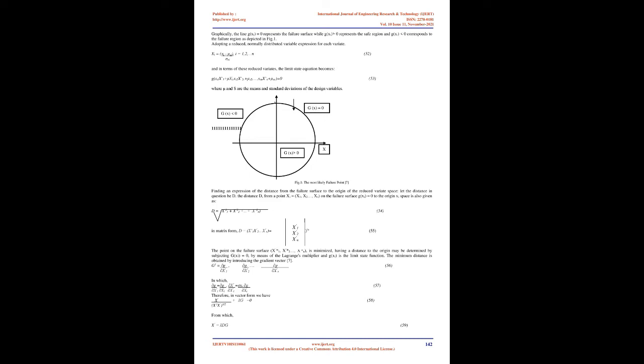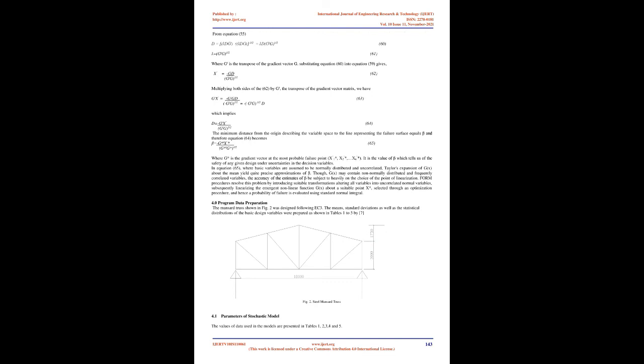The distance d, from a point x* = (x1*, x2*, ..., xn*) on the failure surface G(X) = 0 to the origin of the reduced variate space is also given as, where ∇G* is the gradient vector at the most probable failure point. It is the value of β which tells us of the safety of any given design under uncertainties in the decision variables. In equation 65, where basic variables are assumed to be normally distributed and uncorrelated, Taylor's expansion of G(X) about the mean yields quite precise approximations of β.